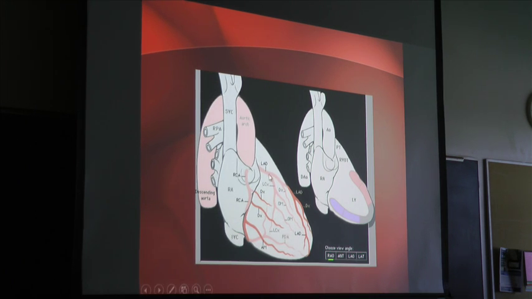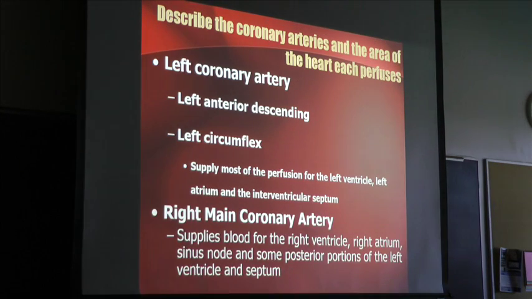So LAD, really important. It feeds the left ventricle. The right coronary artery... oh wait, you have the word left circumflex. Cool. Do you know what the word circumflex means? Yeah, it goes around or wraps around. So the left circumflex artery wraps around the heart. It also supplies perfusion for the left ventricle, the left atrium, and the interventricular septum.